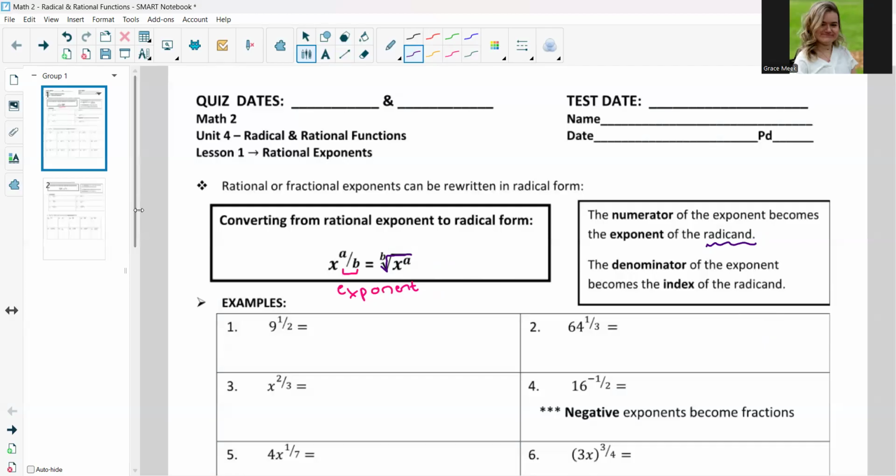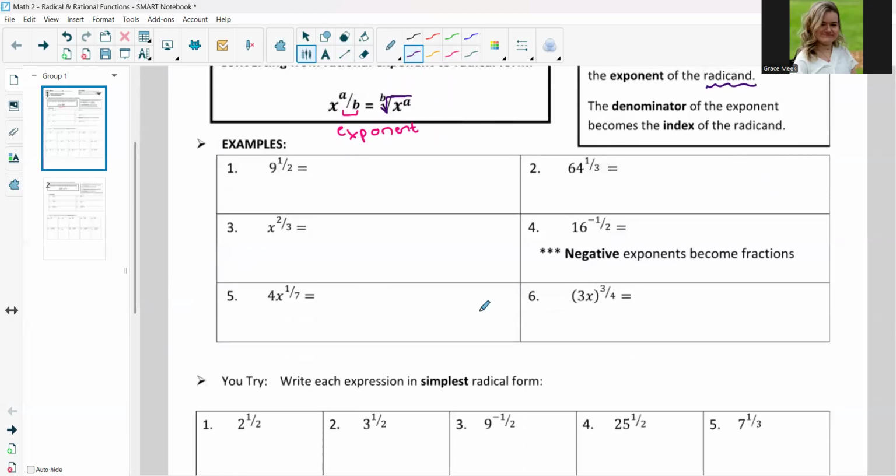Okay, so when we go to do these examples, we're first going to start with 9 to the 1/2 power. First I'm going to write my base, then I'm going to write my radical. The exponent inside would be 1, and the number on the shelf would be 2. You could actually simplify this to the square root of 9, which we know is plus or minus 3. And that's it. That's all you do.